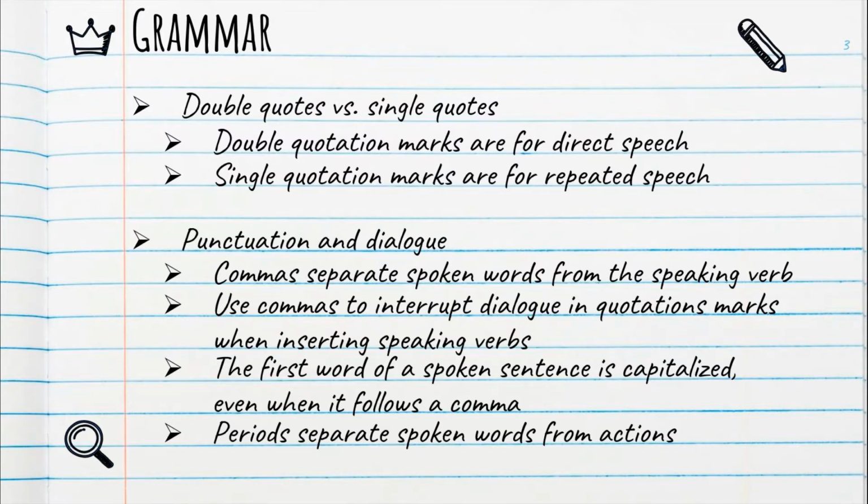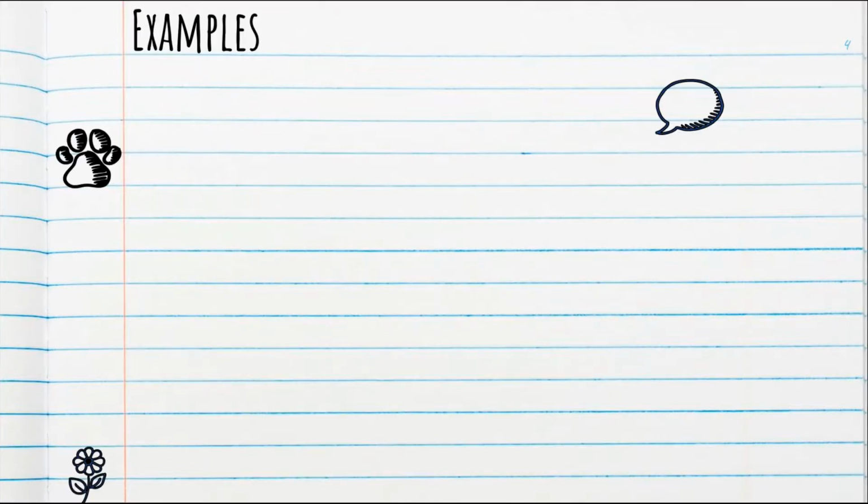Okay, so let's get into some examples. For our first example, let's go with something simple. I said, We couldn't find the cheese. Here you see the punctuation. I said, speaking verb, comma, capital W, We couldn't find the cheese, period. Double quotes to show that it is the person talking, in this case I, comma, separating the speaking verb from the spoken actual words.